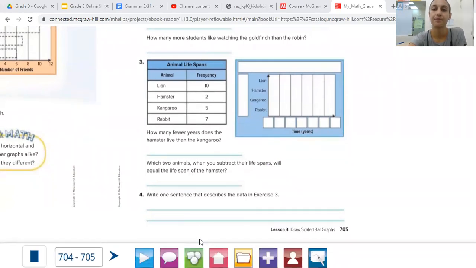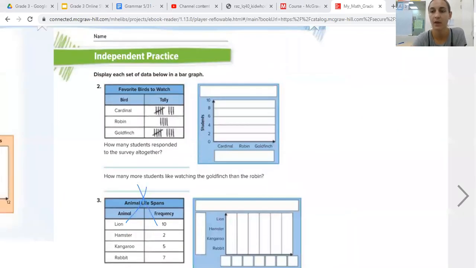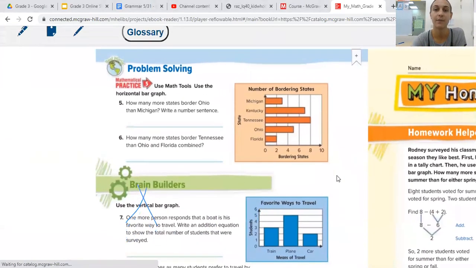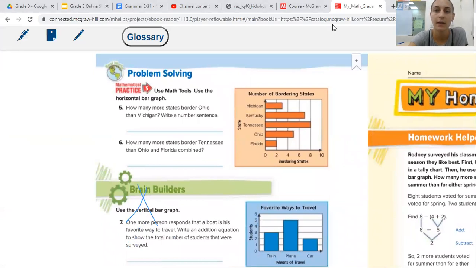Then let's not do number 4. Oh, where'd my pen go? We don't need to do number 4. Okay. Next page. Last page. All right. Here we go.